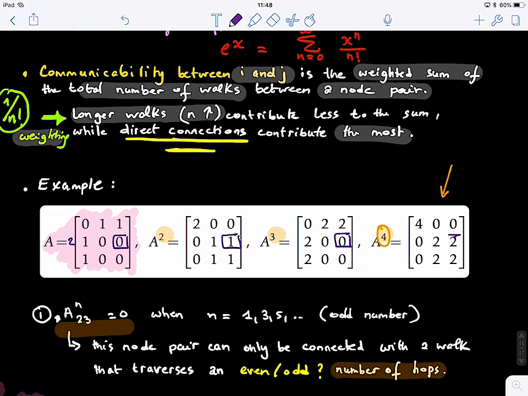A23, sorry. Okay, this one. Okay. No. Am I right? To the power of n. Yeah, I'm right. So, what do you guys notice?